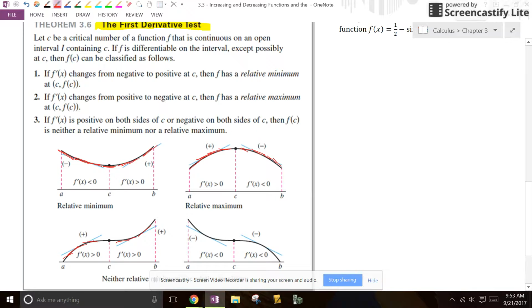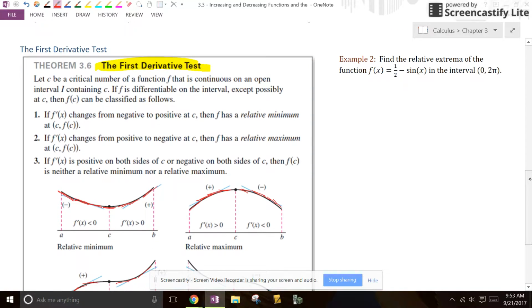Then you found neither a maximum or a minimum. I like to call it a point of inflection. So that is what we're going to do here on example 2. Find the extrema. So I got this crazy graph, a half minus sine x.